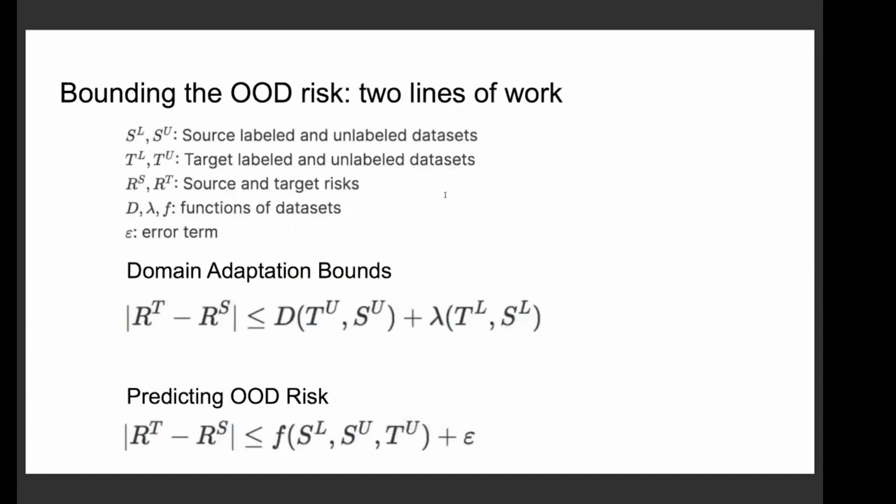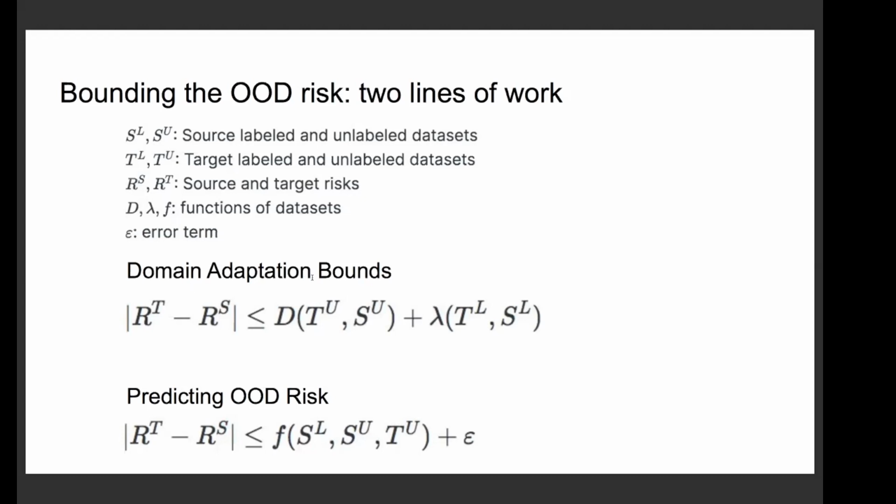So there have been 2 lines of work in this. The first line of work is domain adaptation. And the second line of work is trying to predict the OOD risk directly. Here we just want to bound the gap between the target risk and the source risk. The term on the left is the gap between the risk on the target distribution, where the data has shifted, and the source distribution where we have labeled data.